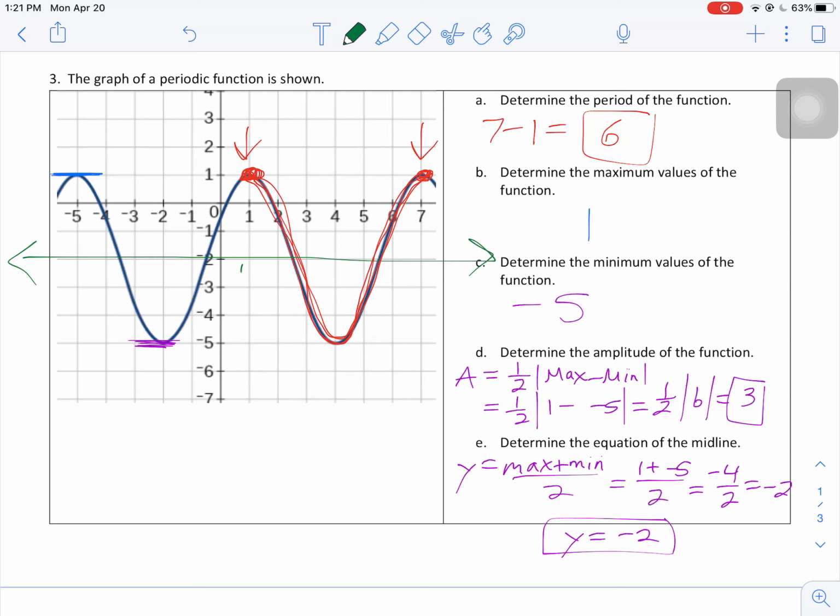So it should be the same distance from the midline down to the lowest value as it is from the midline up to the highest value. So sure enough, that's 1, 2, 3 units. And then going from the midline up, 1, 2, 3 units. And that distance from the midline up to the top or to the bottom is also known as the amplitude, which sure enough, there it is. Amplitude is 3.